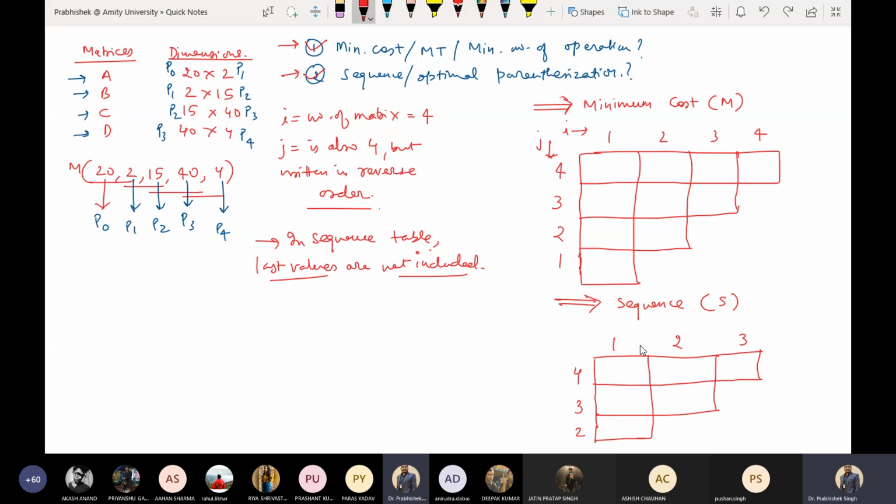But you can see the number of blanks in the sequence table and the number of blanks in the minimum cost table are totally different. The minimum cost table has more blanks, while the sequence table has fewer blanks. There is a reason behind that. In the sequence table the last values are not included. You can see 1 1, 2 2, 3 3, 4 4 are not included because of the formula. Now let's see what the formula is.